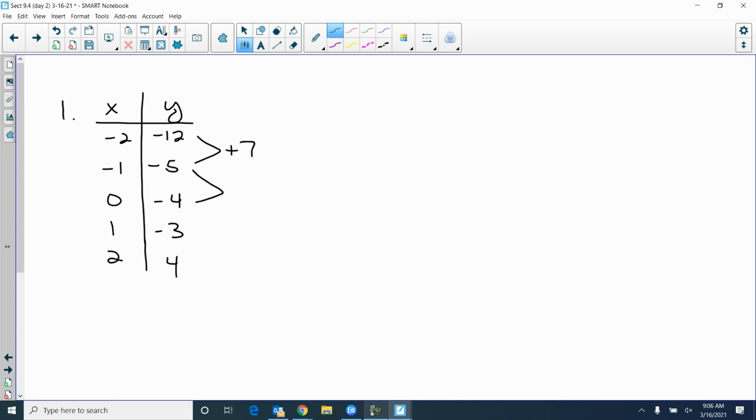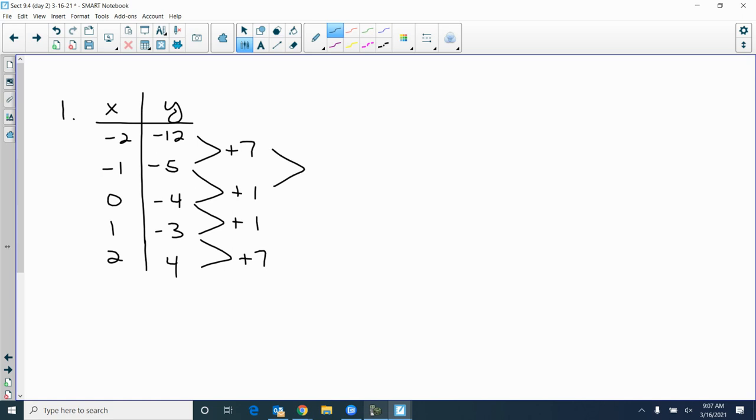And then -5 to -4, that would be +1. -4 to -3 is again what? +1. And then -3 to 4, +7. Now that's just the first difference, and that doesn't tell us whether it's quadratic. Okay, Christian? It's not quadratic. But now you actually have to make sure I see all these numbers for that second difference. So don't just stop there and say not quadratic.